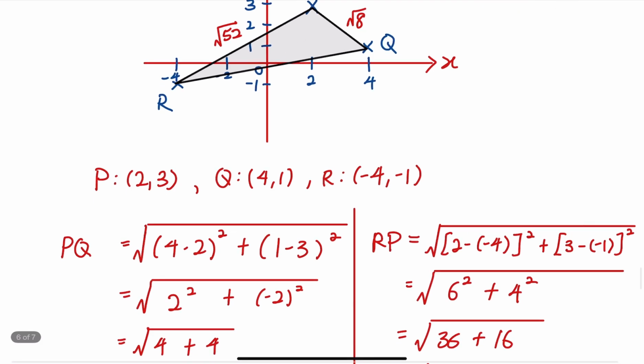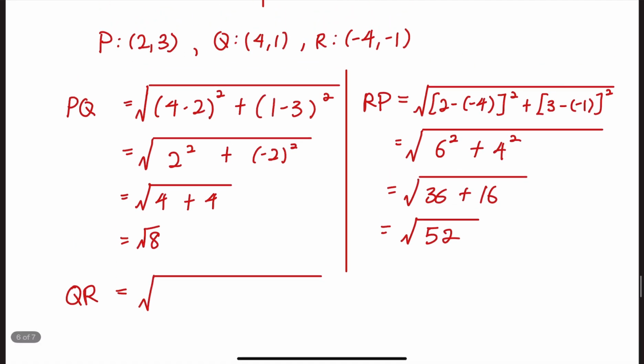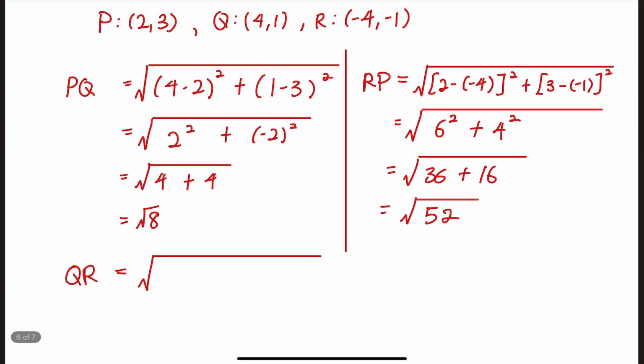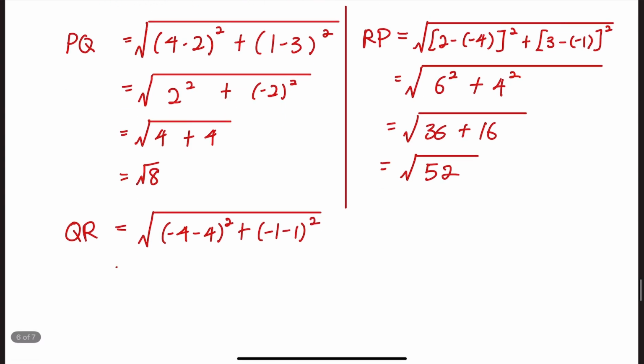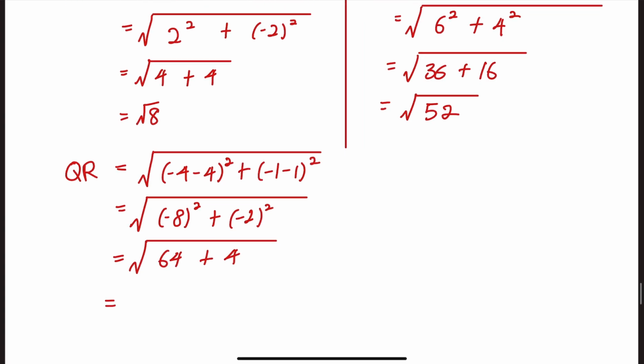And the last one over here, QR. QR equals the square root of, applying the length formula, negative 4 minus 4 the whole thing square, plus negative 1 minus 1 the whole thing square. I'll get the square root of negative 8 square plus negative 2 square, which will give me the square root of 64 plus 4, and that gives me the square root of 68.